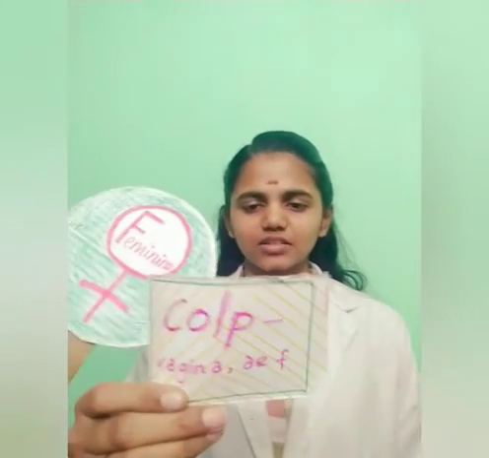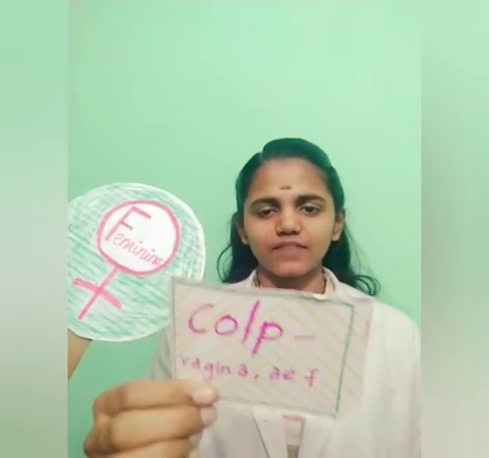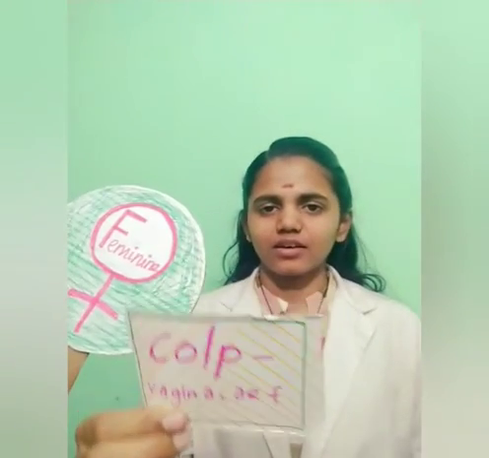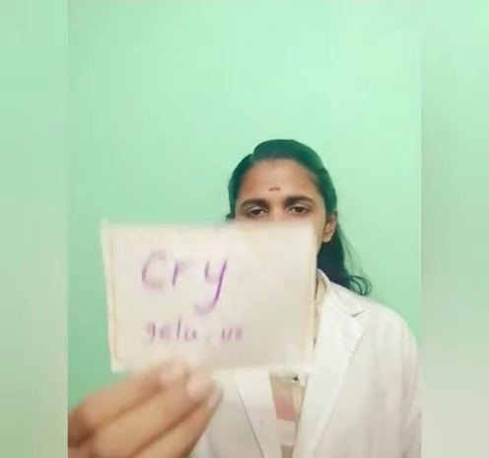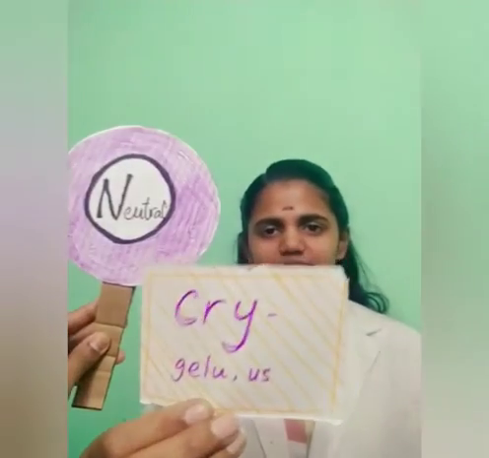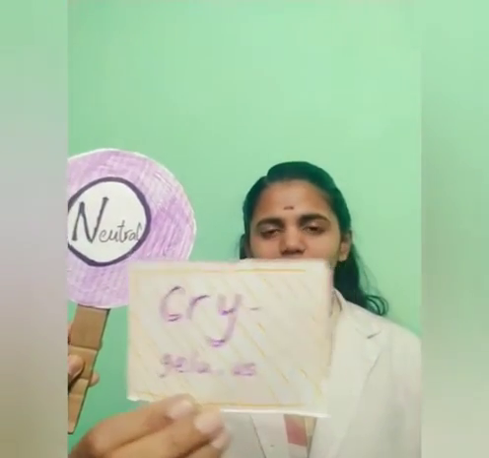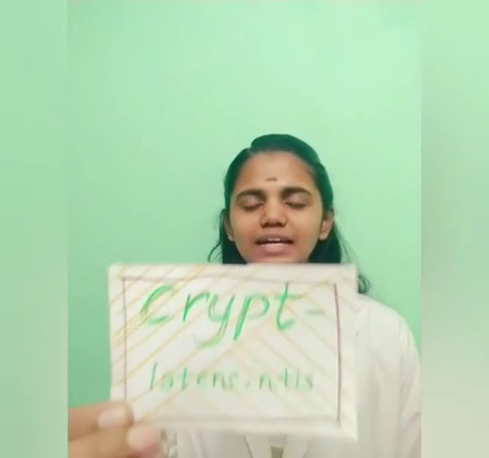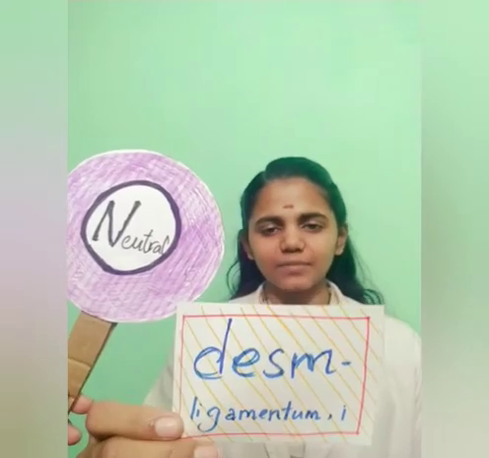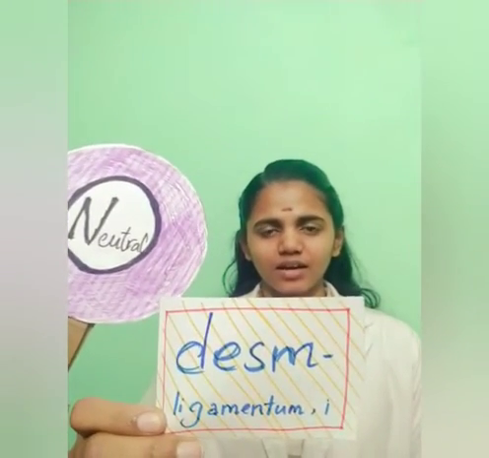And the Greek root is kolp. Latin equivalent is vagina, vaginae. English meaning is vagina. The next one is cry. Latin equivalent is gelu, gelus. It means cold. Next one, crypt. Latin equivalent is latens, latentis. It means hidden. Des. Latin equivalent is ligamentum, ligamenti. It means ligament.